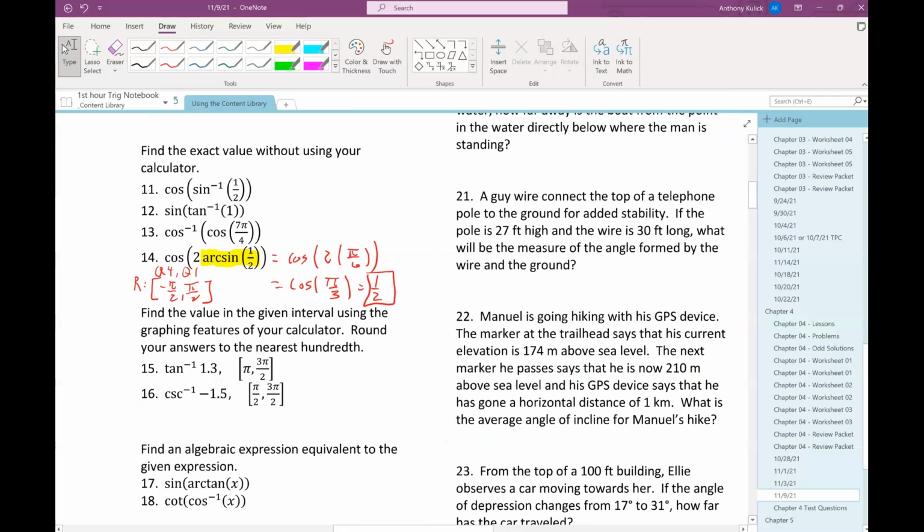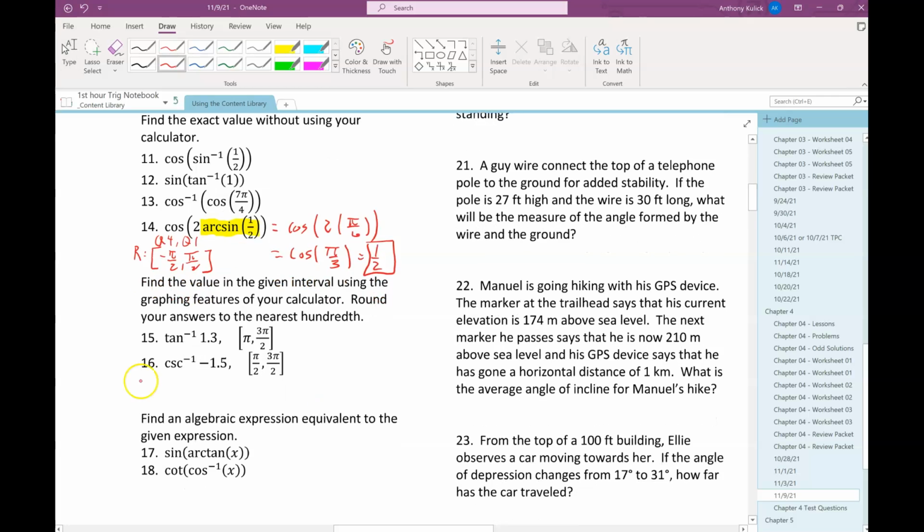Yeah. Also do 16. Sure. 16 is a pure calculator problem. Yeah, how do you do that? Yeah, so this is really saying cosecant inverse of negative 1.5, or theta equals cosecant inverse of negative 1.5. That's equivalent to saying cosecant of theta should equal negative 1.5. Right? That's what the inverse and that statement are kind of equivalent.